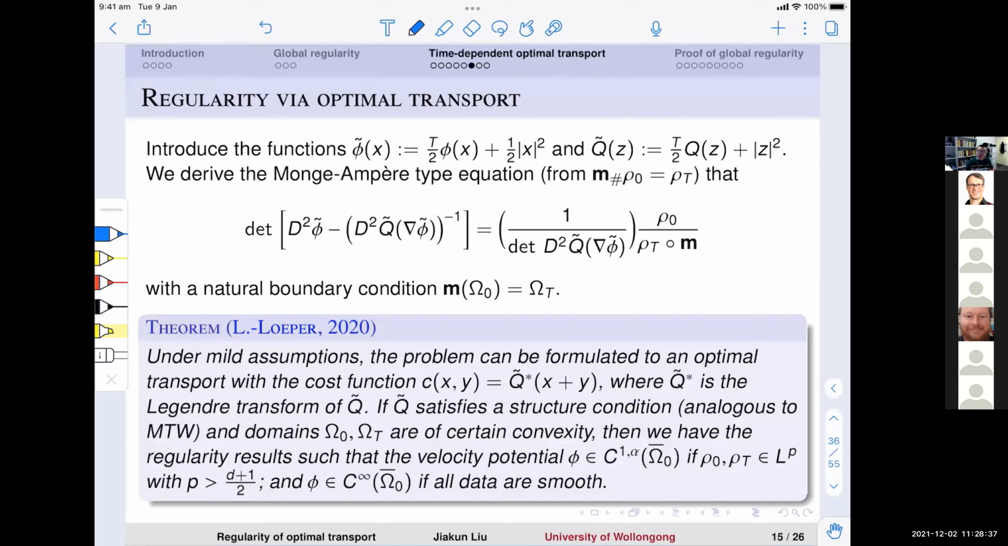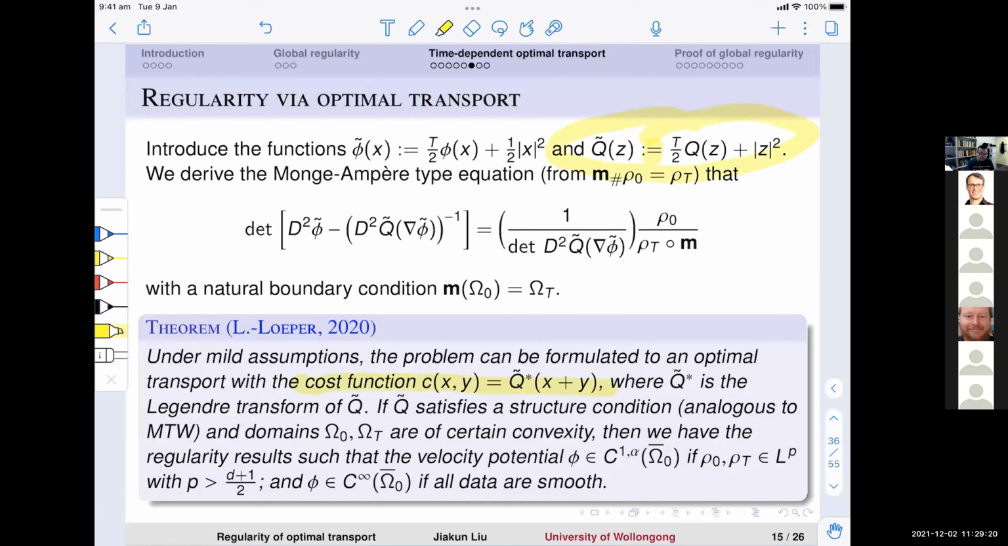So we can prove the above problem is also related to optimal transport, where the cost function is given by Q star, the Legendre transform of Q. We have to modify it a little bit. So the cost function is actually given by the transform of the external force. Similarly, we can assume the external force Q satisfies some kind of structure condition, which is very similar to MTW. Under that kind of assumption, the cost function will satisfy MTW in optimal transport.